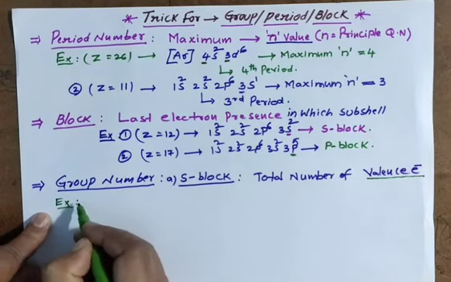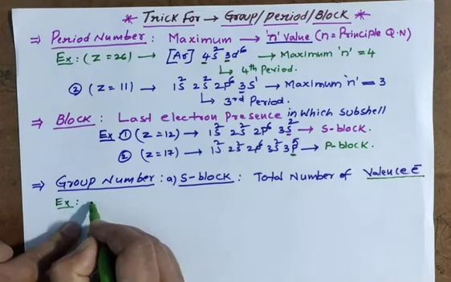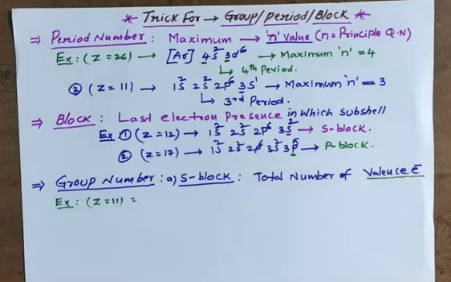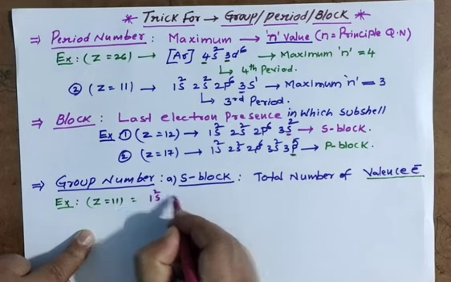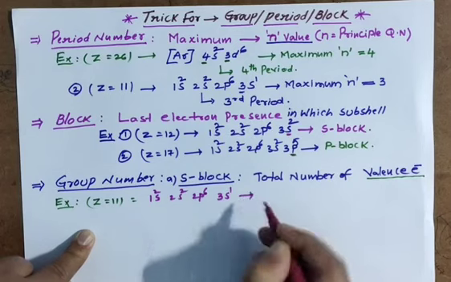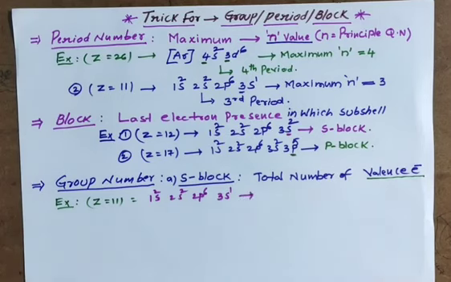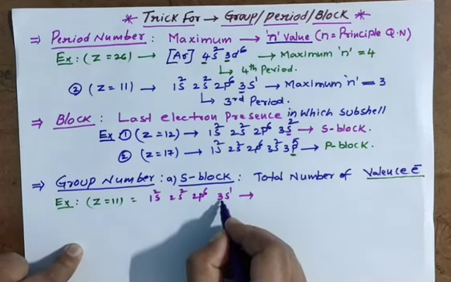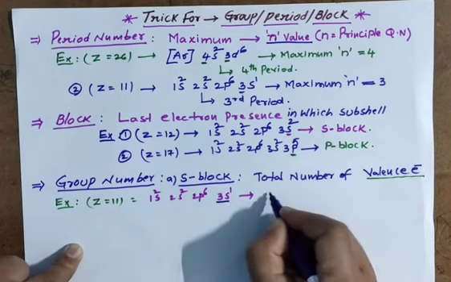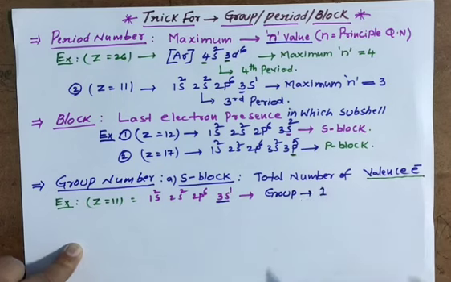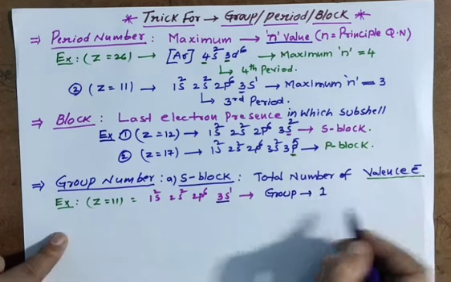Go here, I am taking an example. Somewhere given to you, atomic number 11, and belongs to which group? You have to write the configuration: 1s2, 2s2, 2p6, 3s1. See here, the last electron is the valence electron. How many valence electrons are there? 1. This belongs to group 1. That is an alkali metal. You know sodium is an alkali metal.